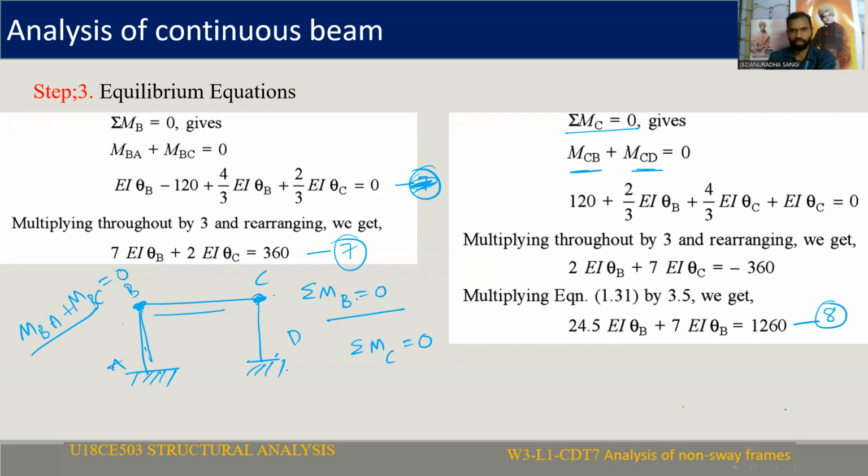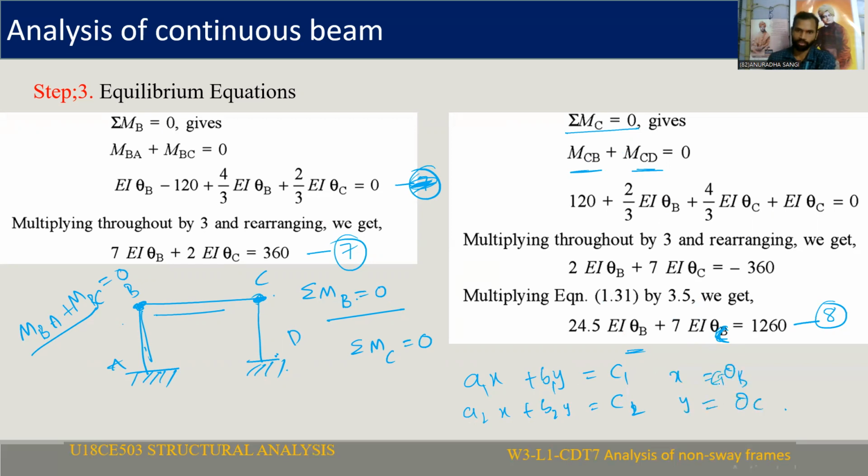From 7 and 8, the unknowns are theta B and theta C. Now what we have to do is solve 7 and 8 for theta B and theta C. This is something like a1x plus b1y equal to c1, a2x plus b2y equal to c2. Just substitute the a1, b1, a2, b2, c1, c2 values in the calculator and you are going to get the x and y values. X is nothing but theta B, y is nothing but theta C.